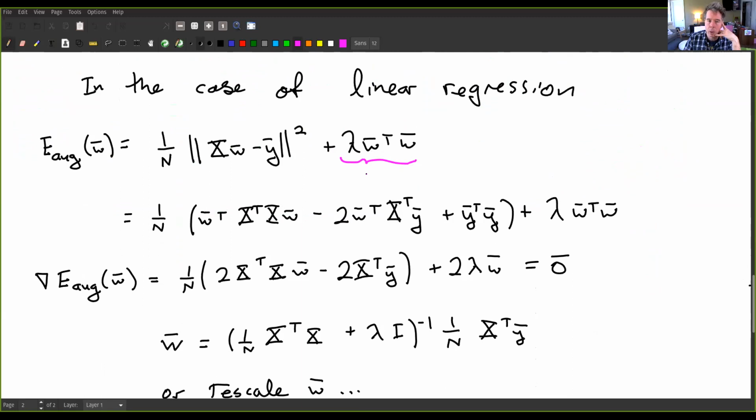Professor, I asked the question in the chat. Oh, okay. Can I see chat from here? I think I have to stop screen sharing before I can go to the chat. Could you just read it? She asked, is lambda a hyperparameter? Yes, lambda is a hyperparameter. And I figured out how to bring up the chat.